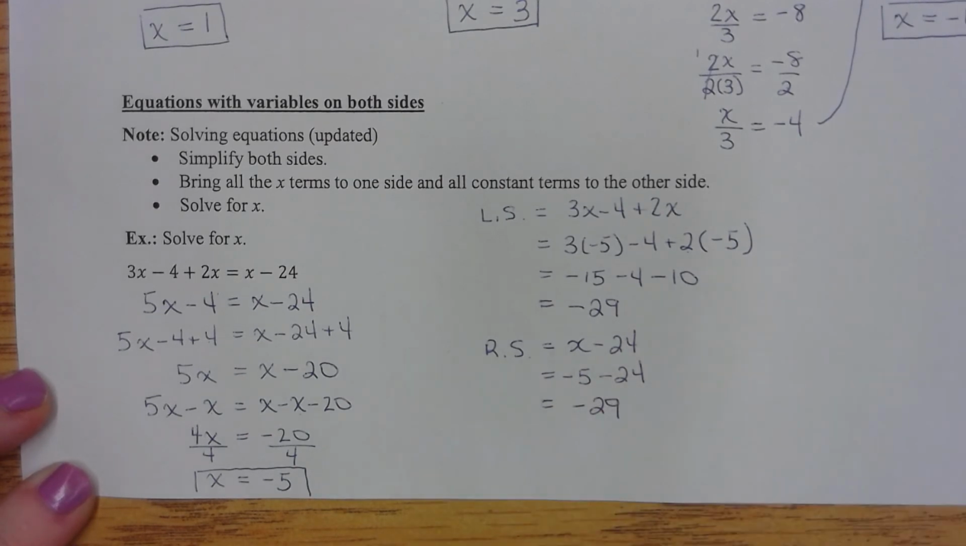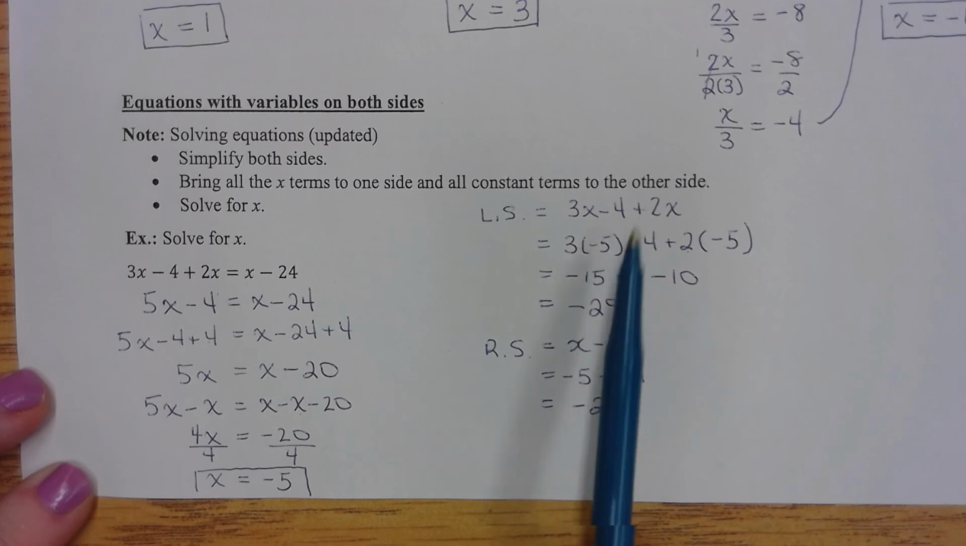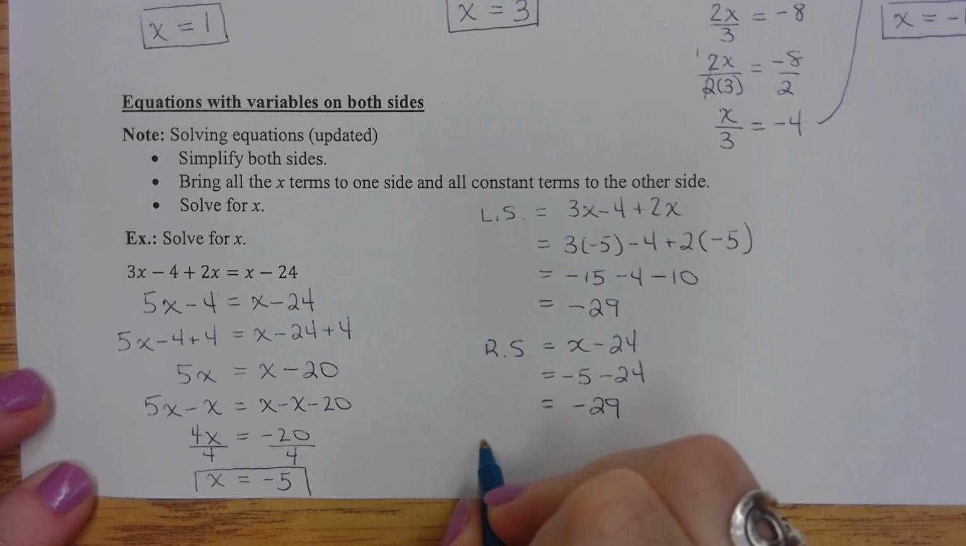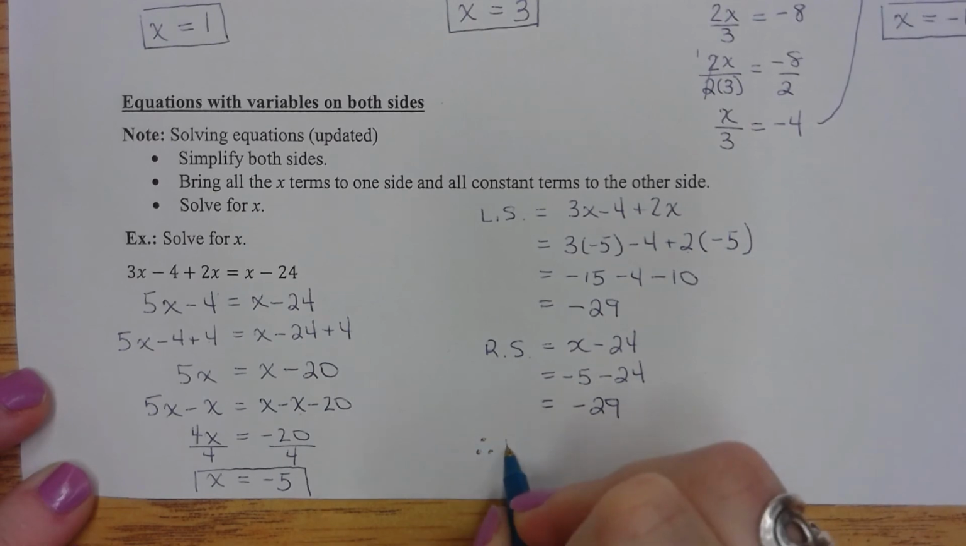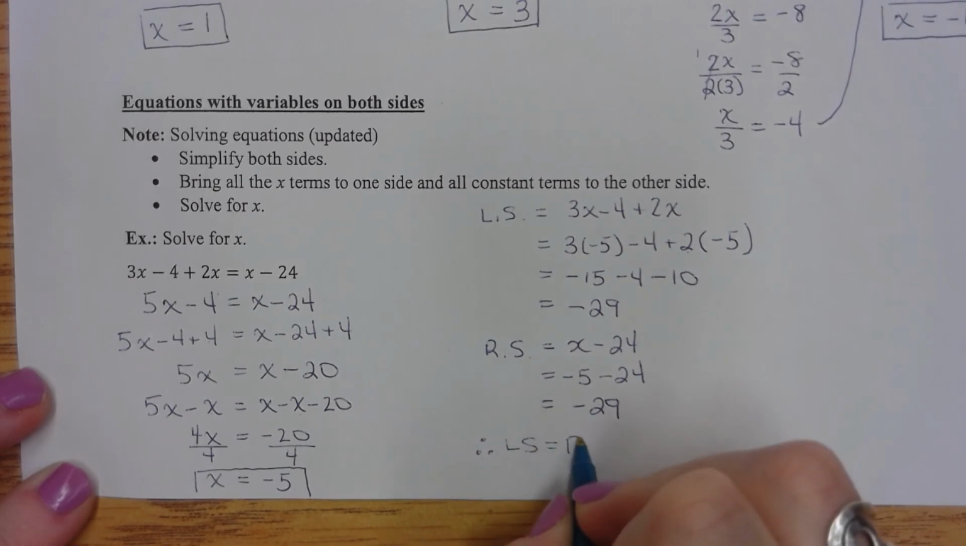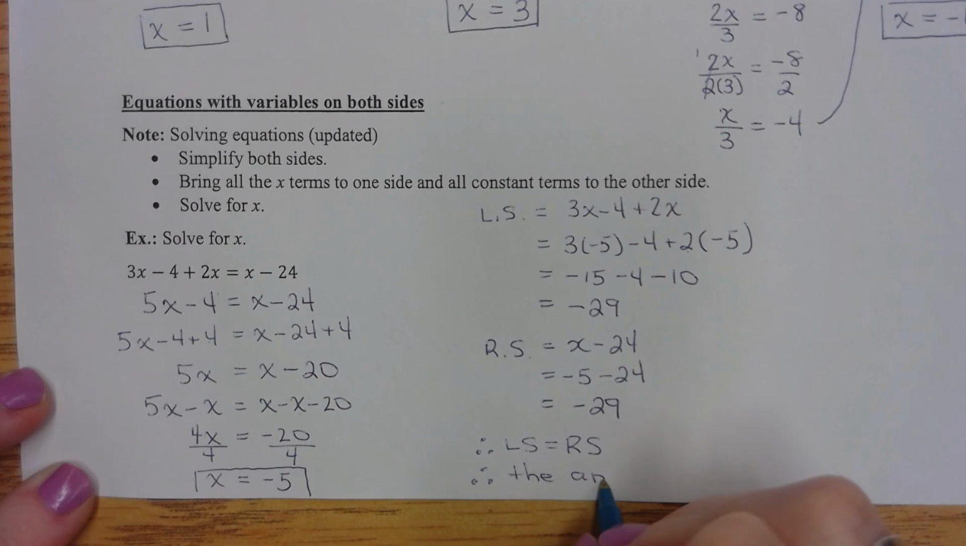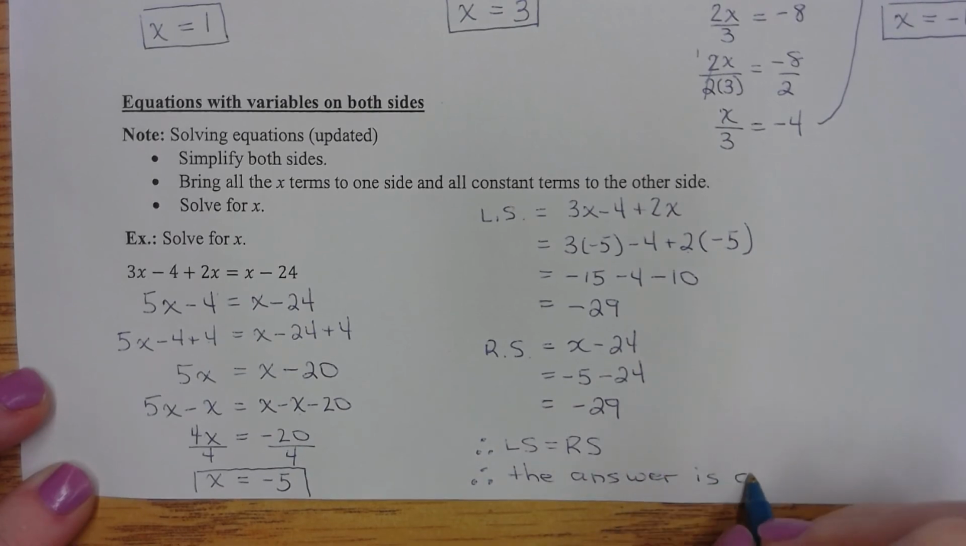Well, when I evaluate the left side, I get negative 29, and when I evaluate the right side, I get negative 29. So I know my answer must be negative 5 because it gives me the same answer when it's evaluated. So therefore, left side equals right side, and therefore the answer is correct. Okay, so I know I got the right answer, and so I am now finished.